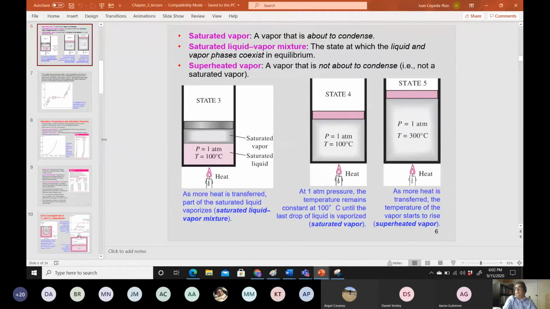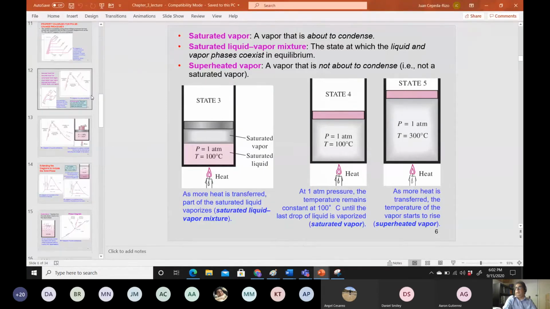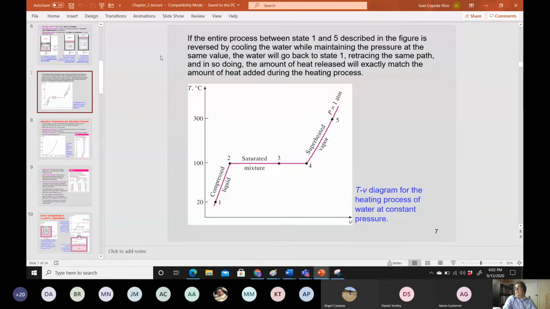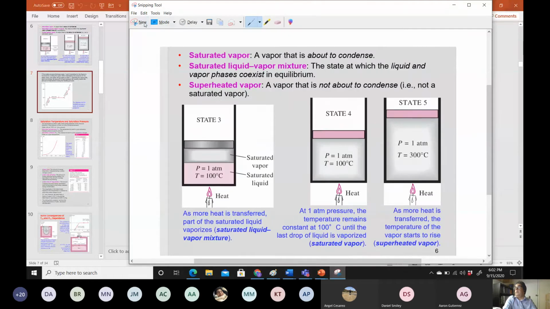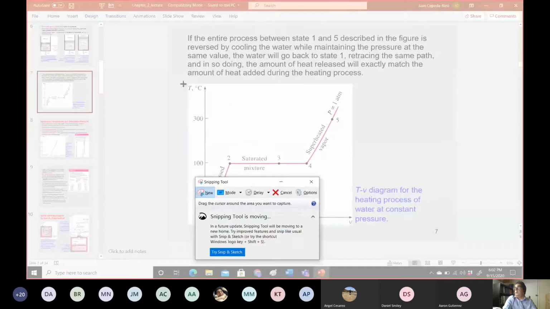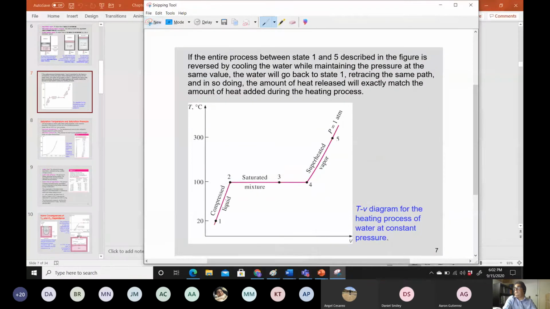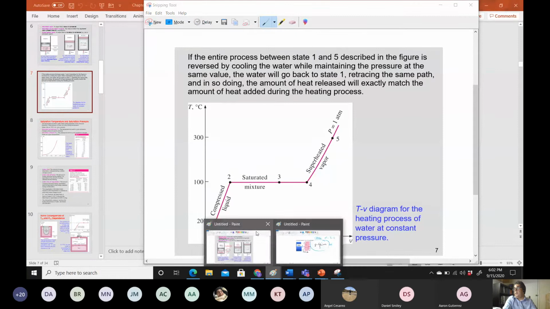All right, so now what? Let me go ahead and show how this looks on a temperature versus volume curve. It looks like this. I'm just going to take a snapshot of this so I can write over it.